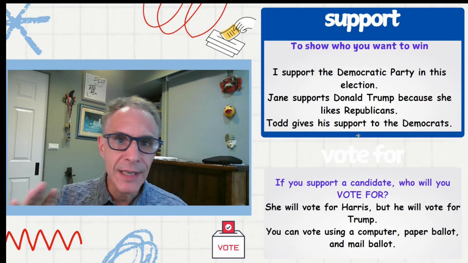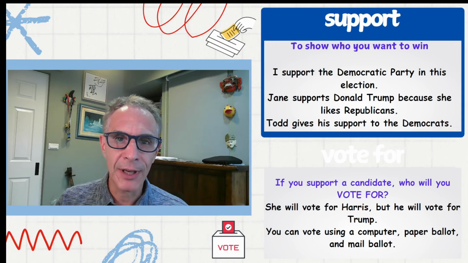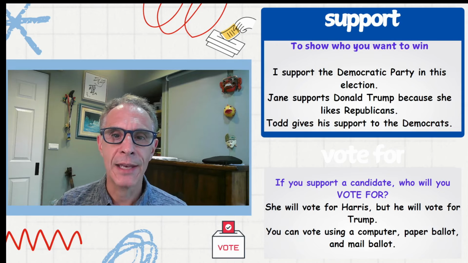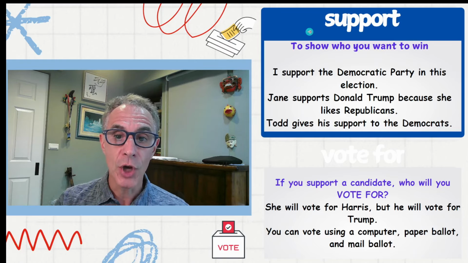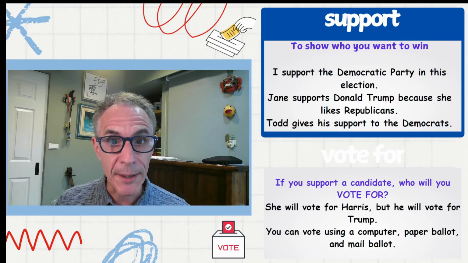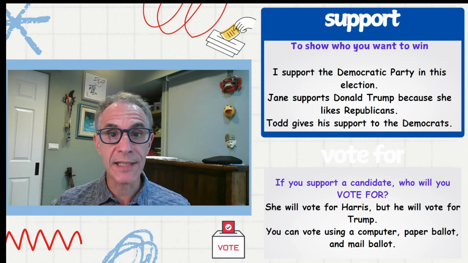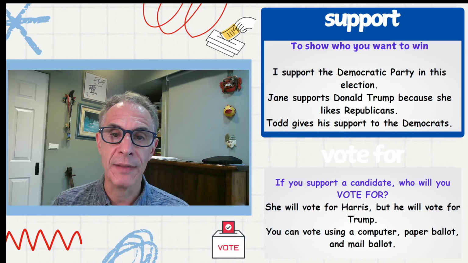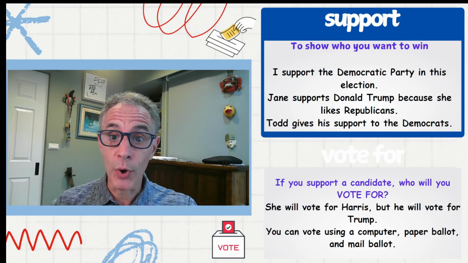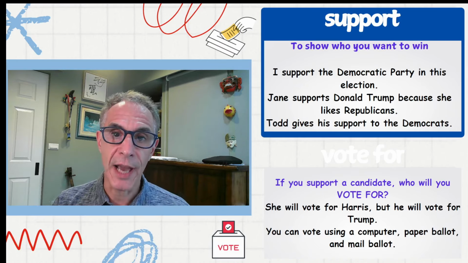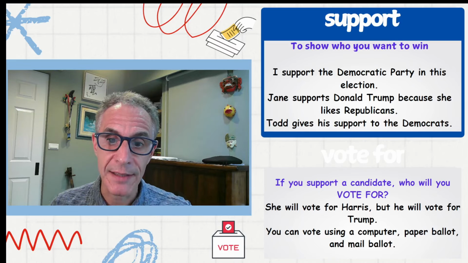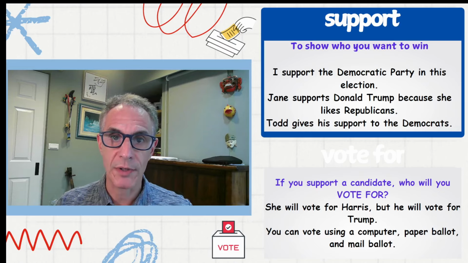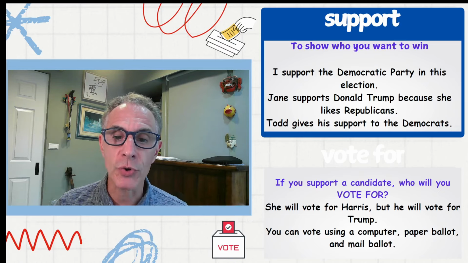Now, you look at these two candidates, right? Kamala and Trump, and you want to think, who do I like and who will I support? And that's the word here, support. Support is to show who you want to win. All right. So we can say, I support the Democratic Party in this election. Jane supports Donald Trump because she likes Republicans. Todd gives his support to the Democrats. So who do you support? Do you support Kamala or do you support Donald Trump?